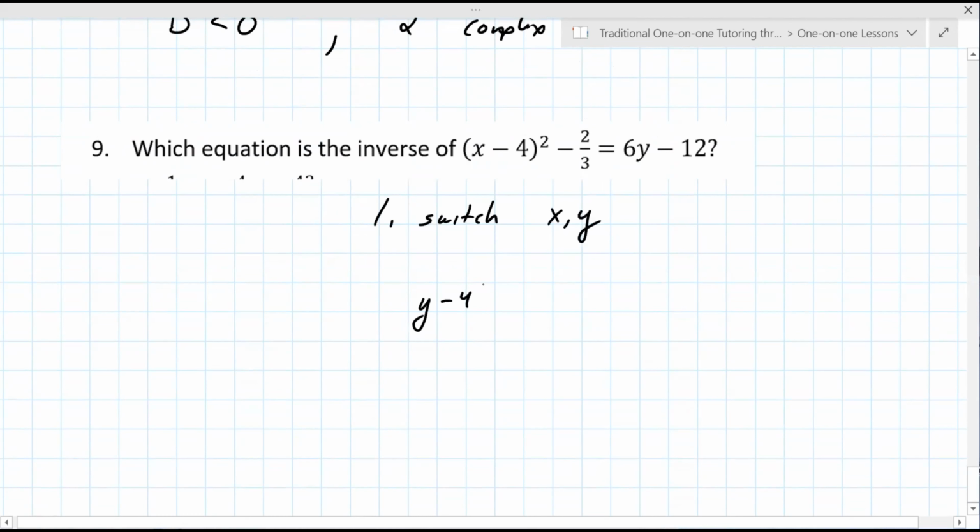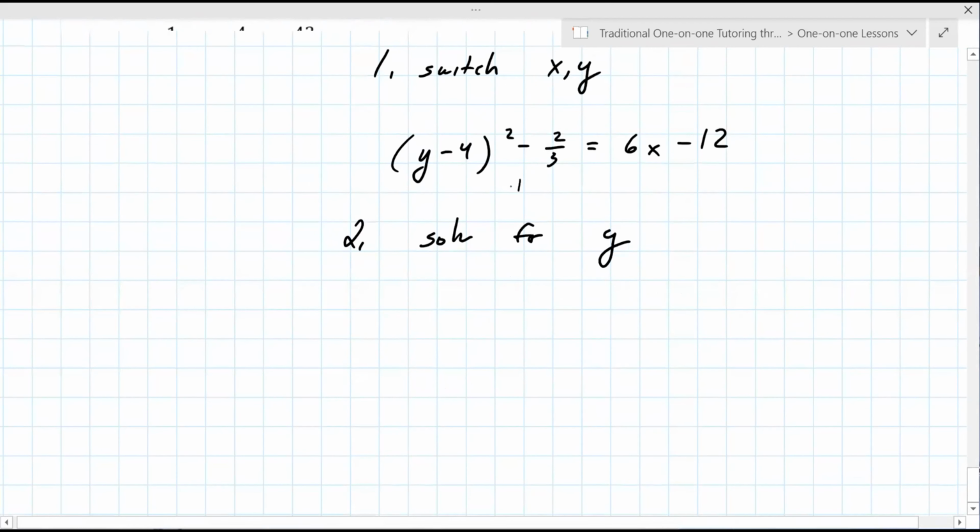So it's y minus 4 squared minus 2 thirds equals 6x minus 12. Wherever you see an x, put a y. Wherever you see a y, put an x. And then the second thing here is to solve for y. So we're going to add this 2 thirds to both sides. So it's y minus 4 squared equals 6x minus 12 plus 2 thirds.